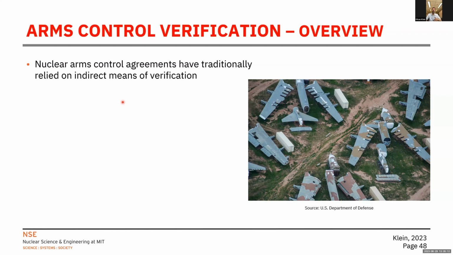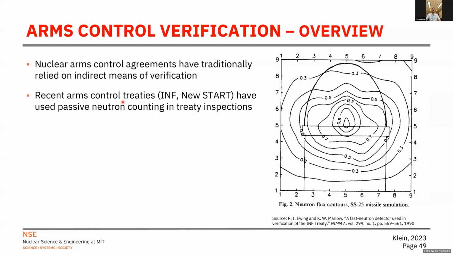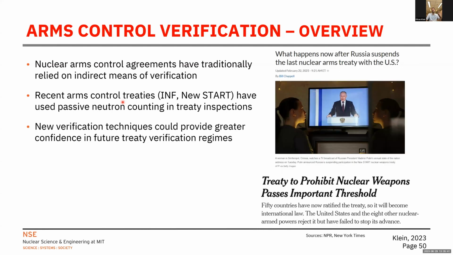Now that's great, but it's not a direct means. You can imagine that the United States or Russia or one of these nuclear weapon states, if they were lying, might hide one of these nuclear weapons, still destroy the plane, but still hold on to that nuclear material, which would be very dangerous. So recent arms control treaties have actually started to use passive neutron counting. They've used nuclear radiation detection equipment in these treaty inspections to give you a more direct means of verifying what the other country is saying about their compliance with that treaty. Now, these verification techniques could provide greater confidence in future treaty verification regimes. We've seen a lot of movement on the international side here.